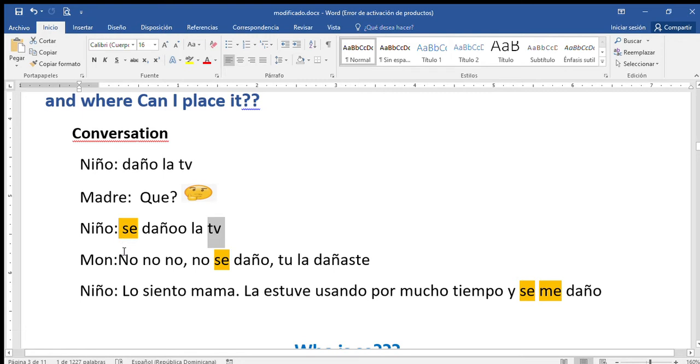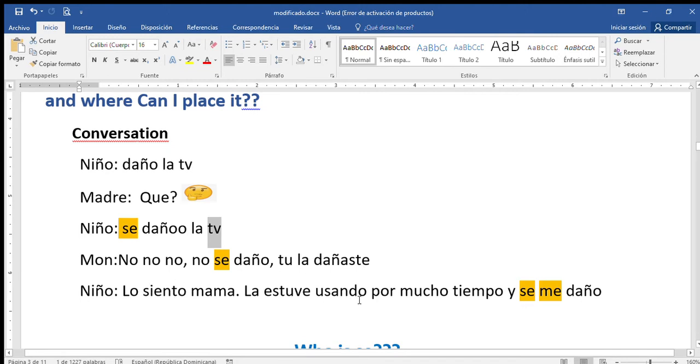Now, his mom said, "no, no, no, no se dañó." It was not damaged by itself. "No se dañó. Tú la dañaste." So this replaces the third person, la TV. "No se dañó. Tú la dañaste." It wasn't damaged by itself. "Tú la dañaste." "Lo siento, mamá.